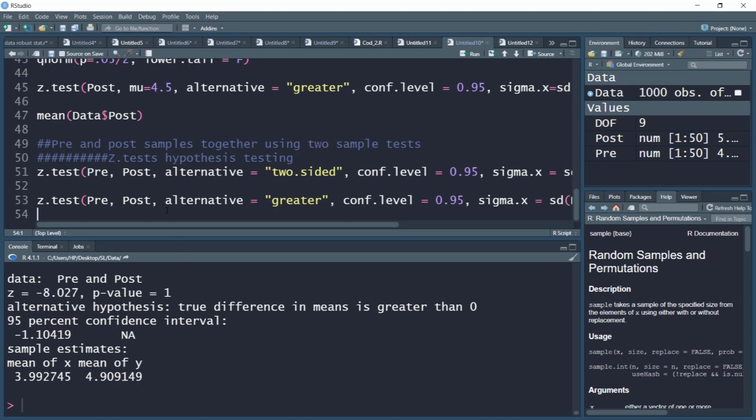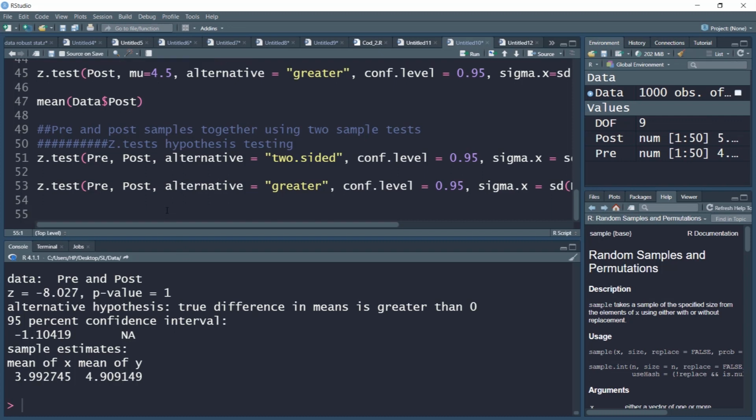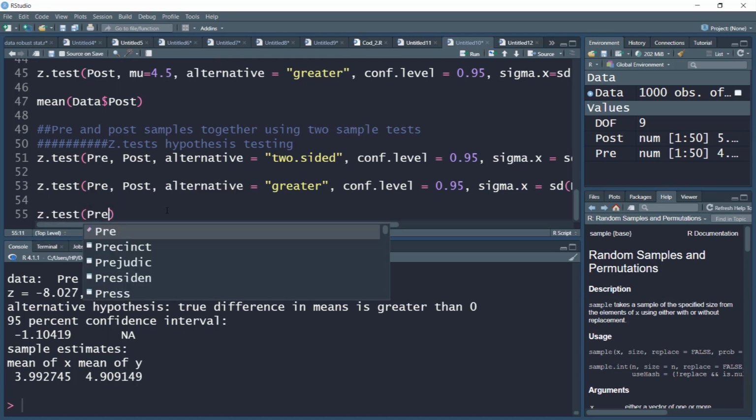That means clearly the post values are more than pre, and therefore this test becomes spurious. So we'll focus on the other side of the tail, the positive side. So let us conduct that test using the Z-test statistic. This test was very simply spurious because the pre values were clearly lower than post. So the hypothesis that pre is greater than post was clearly not rejected.